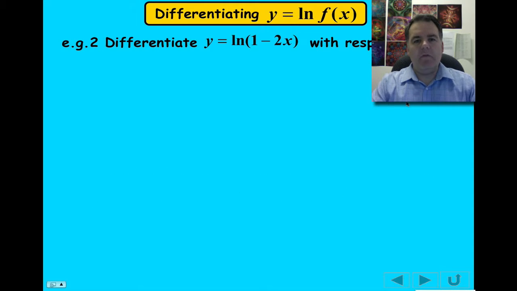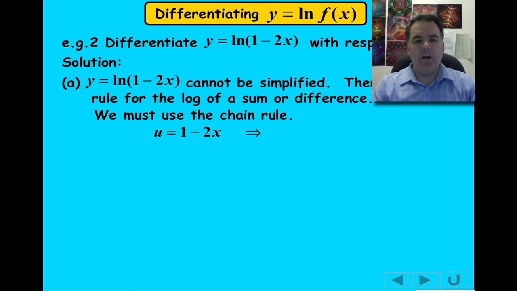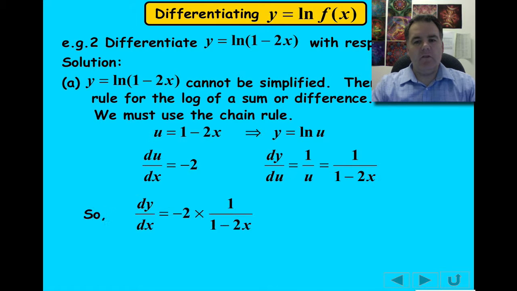Okay, what about this one? ln of 1 minus 2x. Okay, we're going to need some chain rule here. We can't simplify that. It's not ln 1 minus ln 2x. We can't simplify that any further. So let's use the chain rule where we define a new variable. It's the long way. So y is now ln u, where u is 1 minus 2x. du dx is negative 2. And dy du is 1 over u. Now we want dy dx. So using the chain rule, dy dx is dy du times du dx.